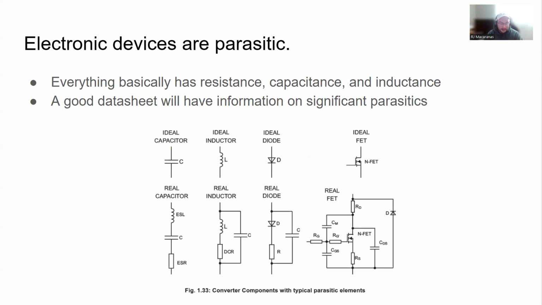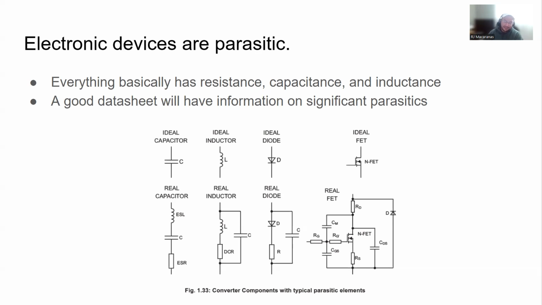So electronic devices are parasitic. They're not these perfect components, right? We have our capacitor, inductor, diode, and then a switch or field effect transistor, which we've got there. First of all, everything has resistance. I mean, everything, and then everything has capacitance.